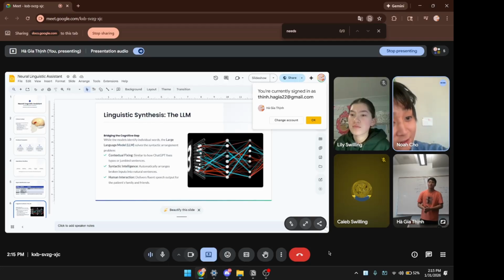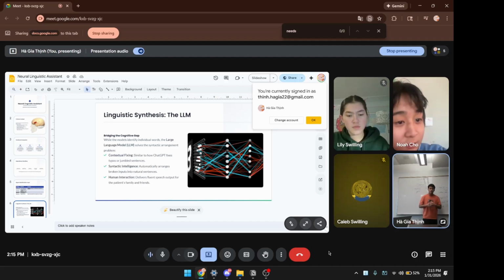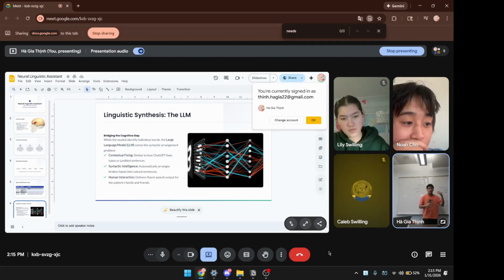Okay, let me talk about how this EEG works. First of all, basically, our brain generates signals, I mean, electric signals.